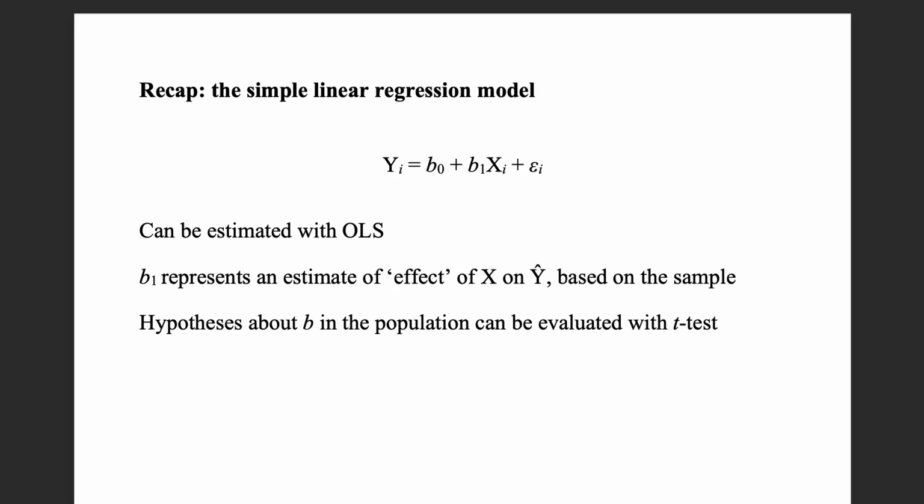And the way to do that is with a t-test, because under the assumption that the null hypothesis is true, so under the assumption that in the population, in fact, our independent variable has no effect on the dependent variable at all, we know that the coefficient that we find in our sample divided by the standard error that we find in our sample, so in other words, the t-value, is going to follow a t-distribution.